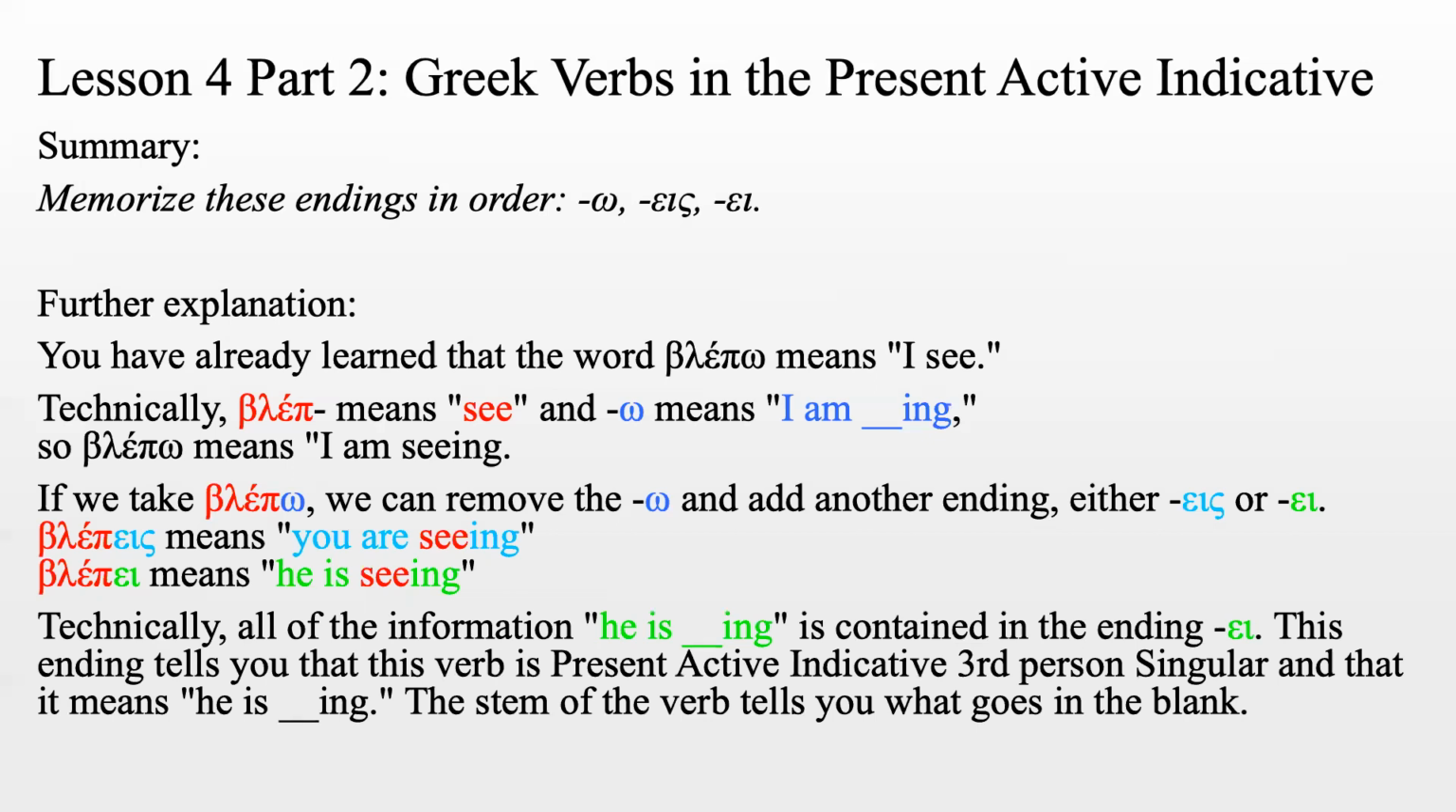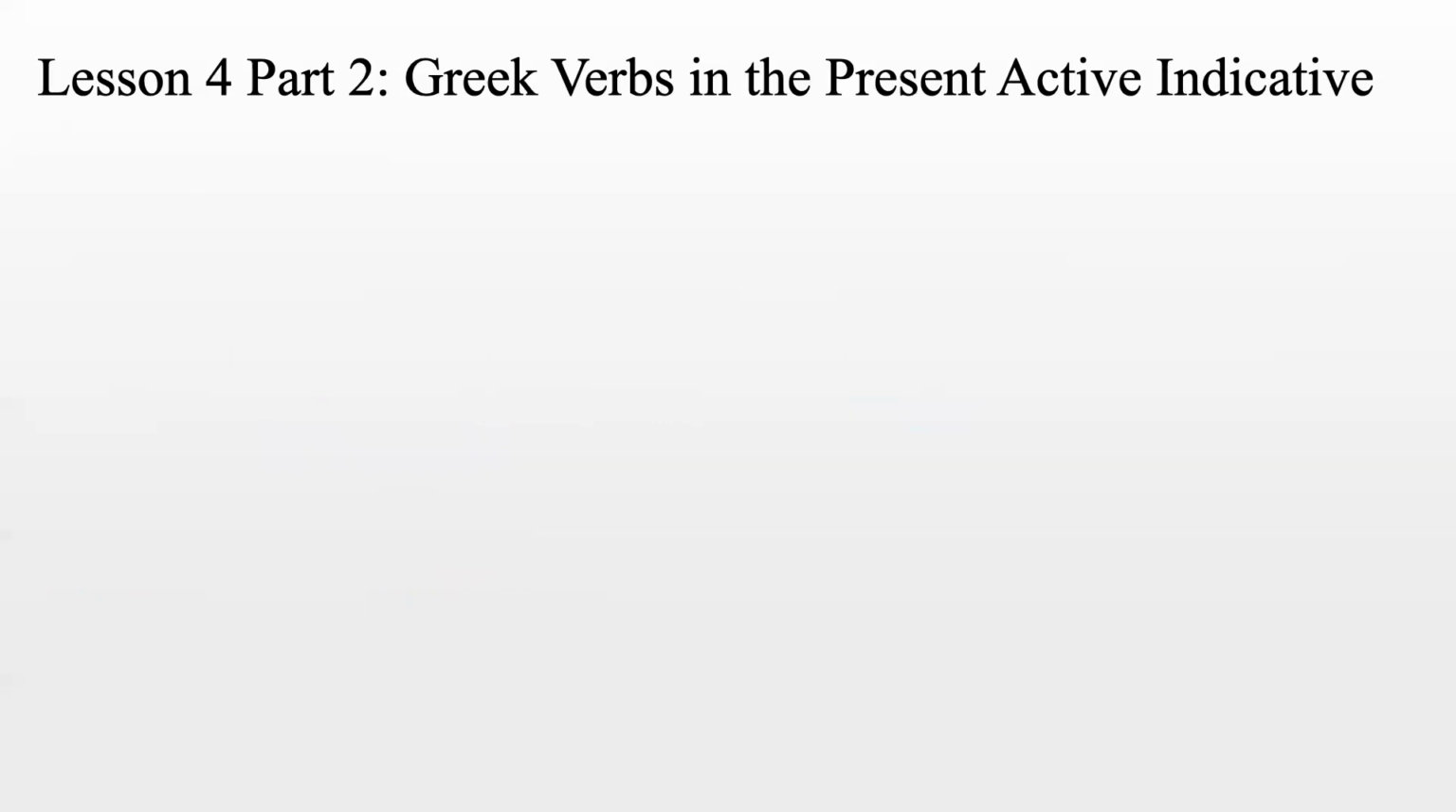Technically, all of the information he is blanking is contained in the ending ει. This ending tells you that this verb is present, active, indicative, third person singular, and that it means he is blanking. The stem of the verb tells you what goes in the blank.